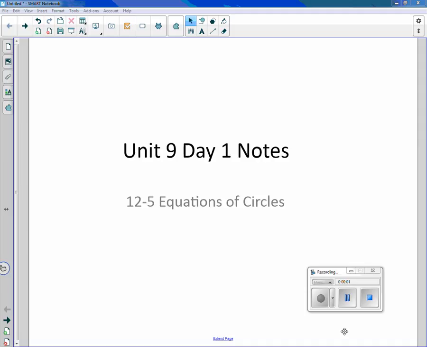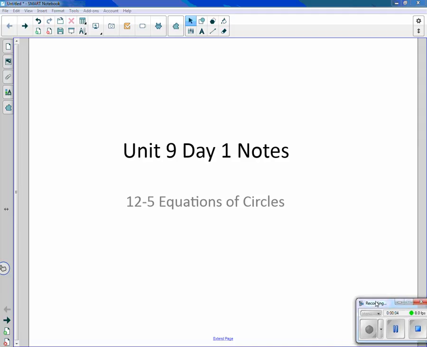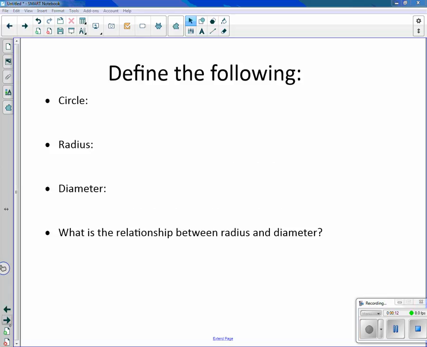We are now talking about the equation of a circle. Remember I said this is a review, okay? You're going to learn about the equation of the circle is new, but the rest is a review. So, first of all, what is a circle?